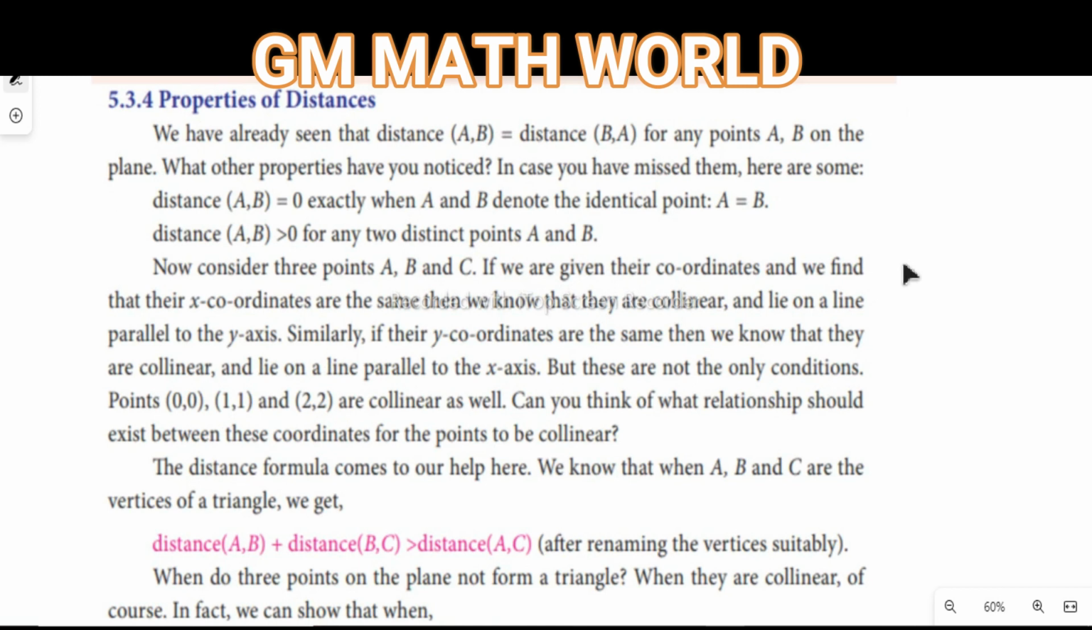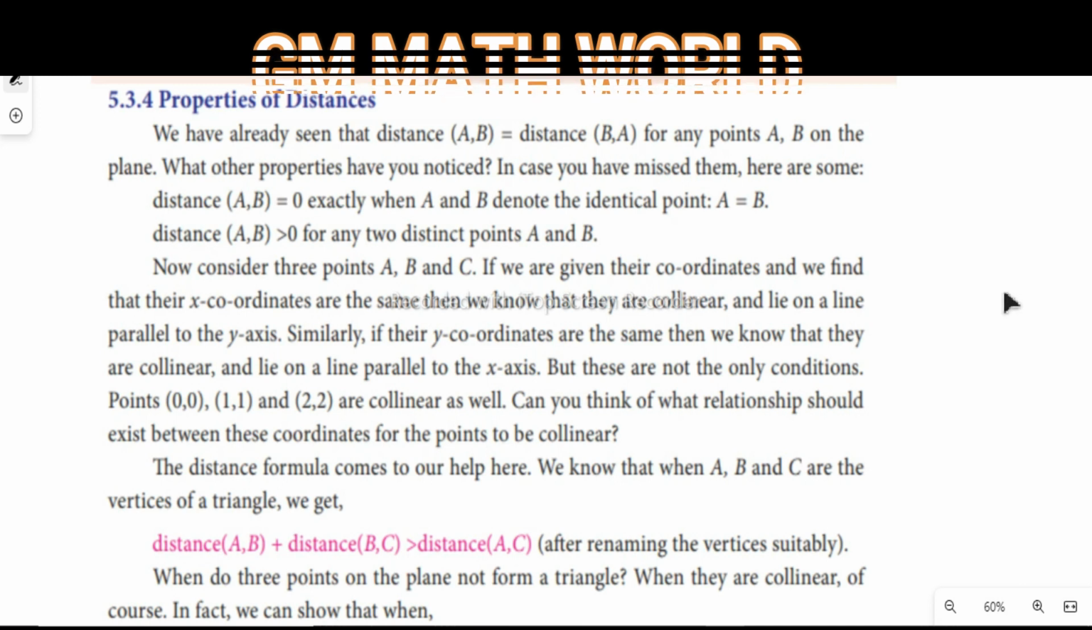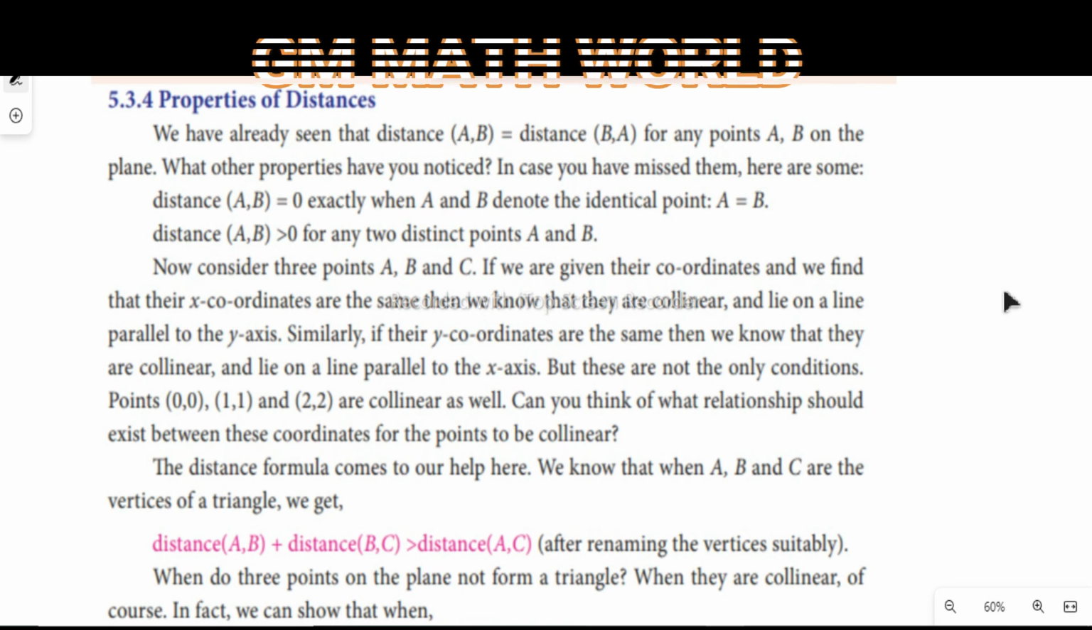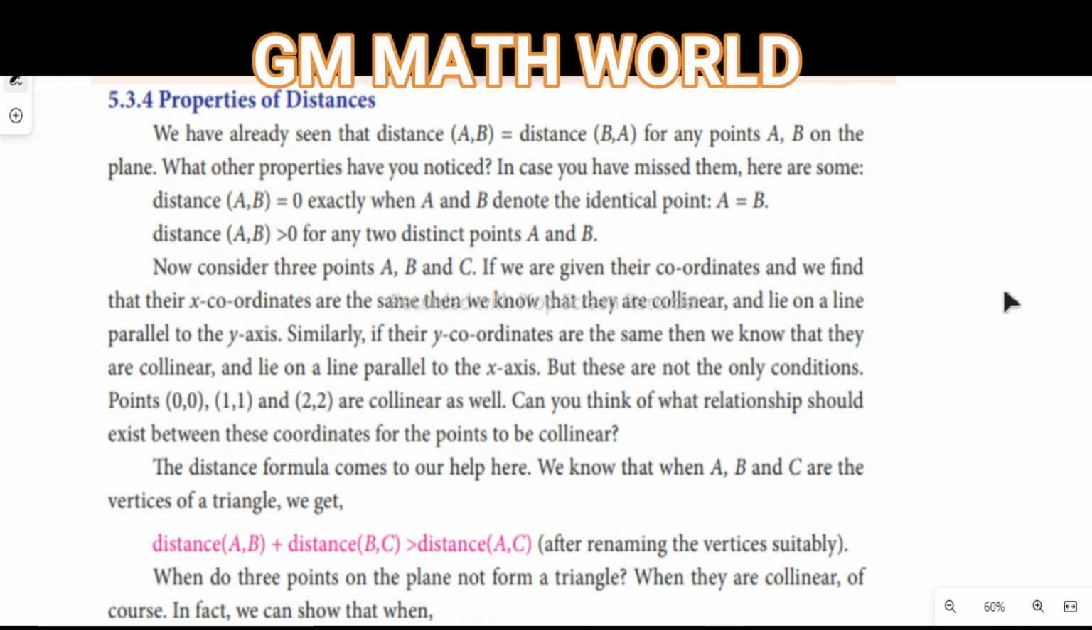After this we will learn the properties of distance. We have already seen that the distance a comma b is the distance of b comma a for any points a comma b on the plane. What other properties have we noticed, in case you have missed them? Distance a comma b is equal to 0 exactly when A and B denote identical points, A equal to B. Distance A comma B is greater than 0 for any two distinct points A and B.